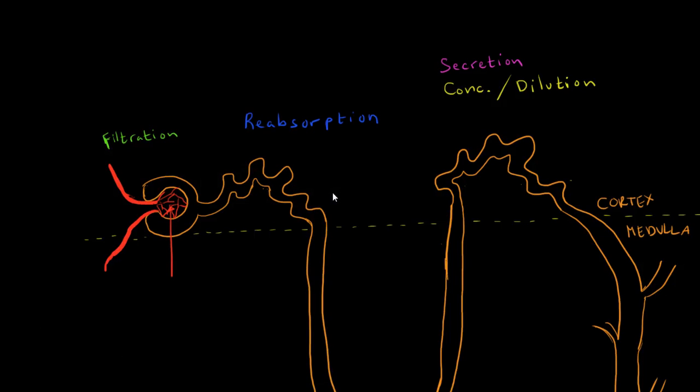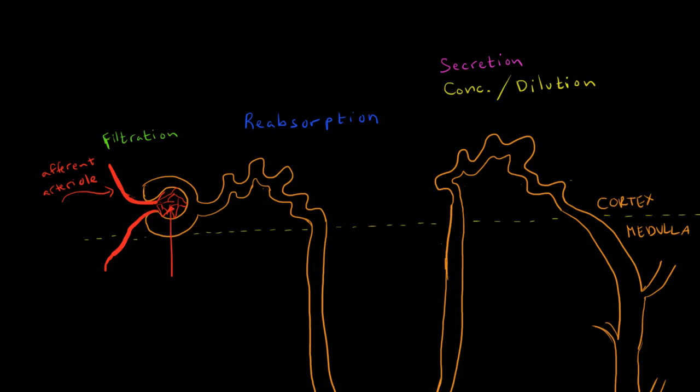Hi everyone, in this video we're going to talk about how urine is made in the nephron. So the first step is filtration. This right here is known as the afferent arteriole. The afferent arteriole is what brings the blood supply into the nephron.